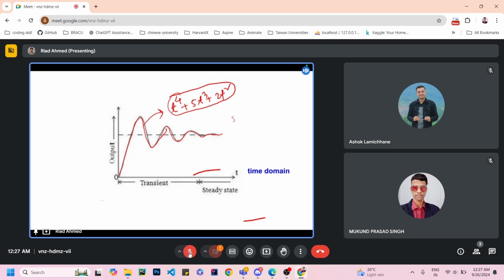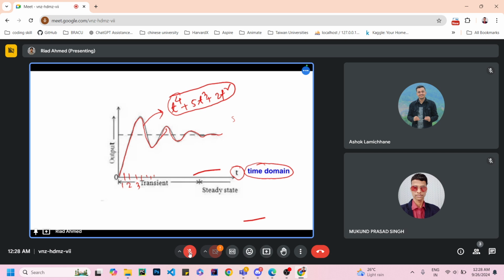So what I'm trying to say is that this signal is defined as a time domain signal because we are calculating the response with respect to time. So 1 second, 2 seconds, 3 seconds. But as we are representing this signal in the time domain, this computation is getting harder.